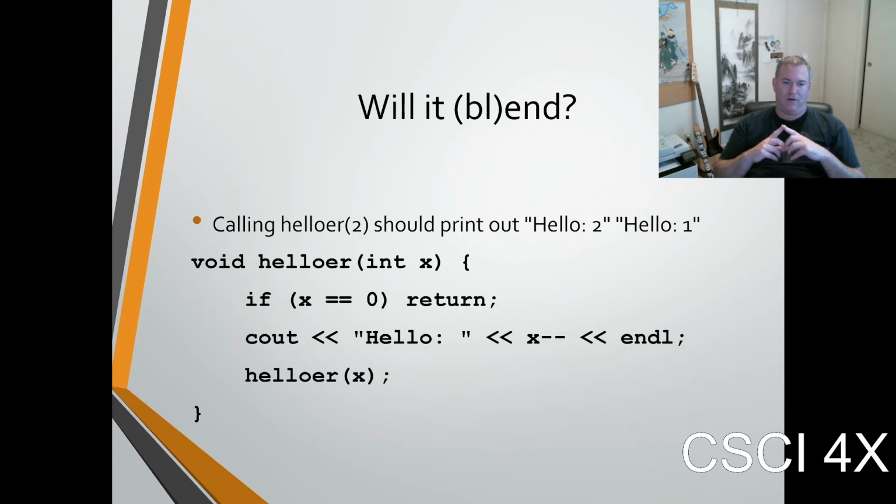So if we call hello or 1, it doesn't return. It prints out hello 1. X decrements to 0. We call hello or 0. X equals 0. It returns. Yes, very good. Negative numbers are not handled.